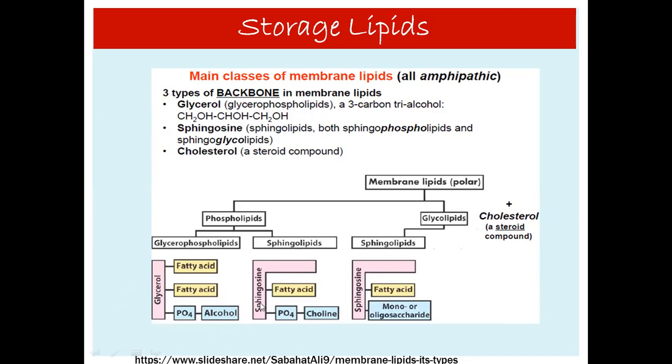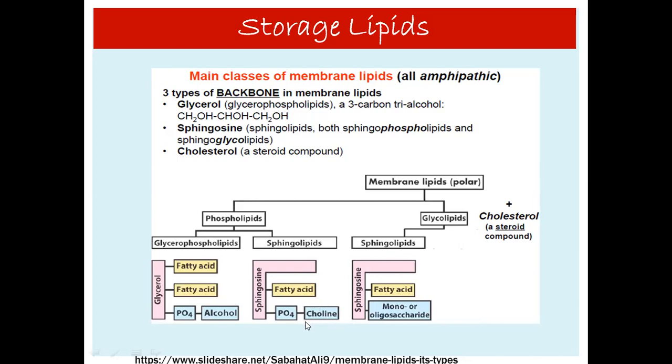Next, what are sphingolipids? Here you can see instead of glycerol as alcohol, sphingosine is acting as the alcohol. One hydroxyl group of sphingosine is esterified with a fatty acid, and another hydroxyl group is connected with phosphate and one choline.